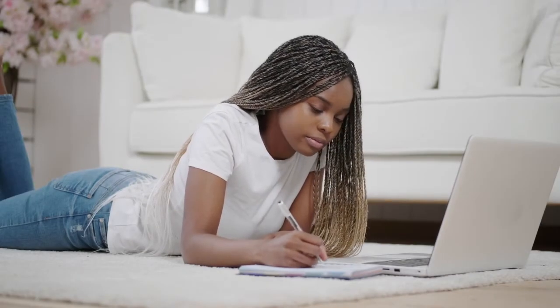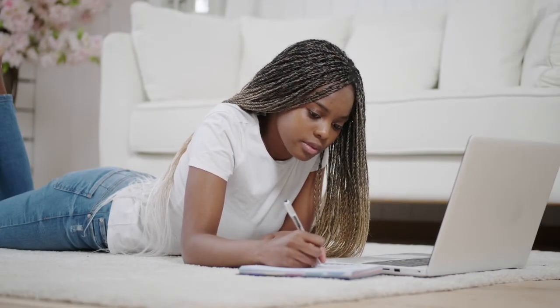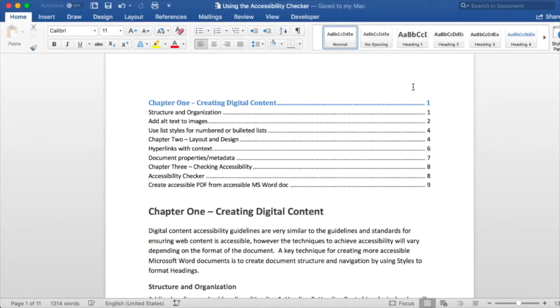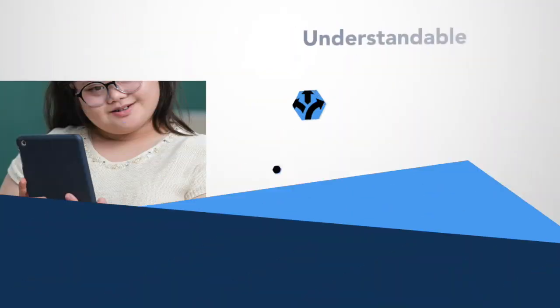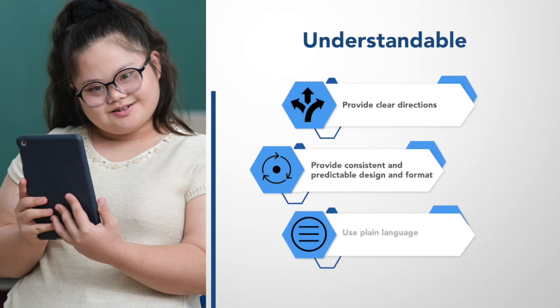Understandable. Resources must be understandable. Materials should be designed and delivered in such a way that students can focus on the content. Materials should be predictable and consistent and not require workarounds. The language used should also be at an appropriate reading level for the student. Some ways to make your content understandable include: provide clear directions. Provide a consistent and predictable design and format. Use plain language.